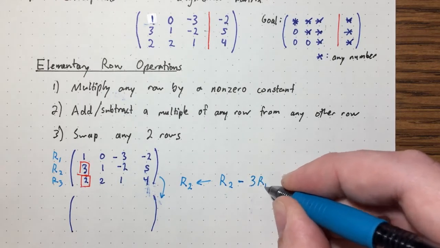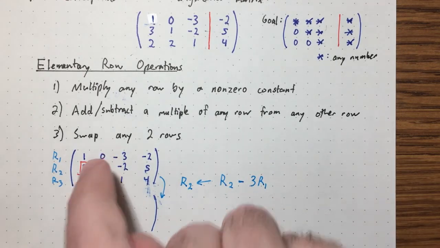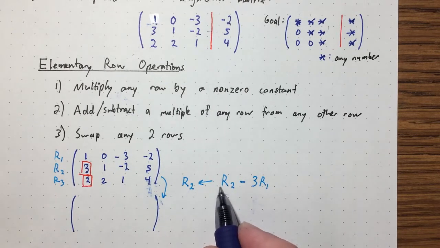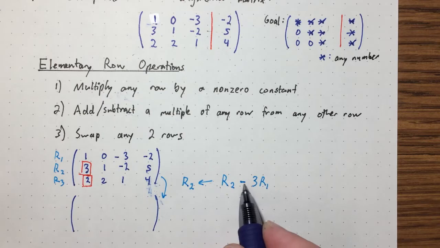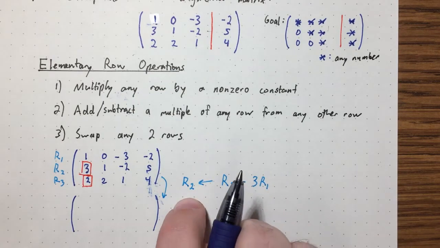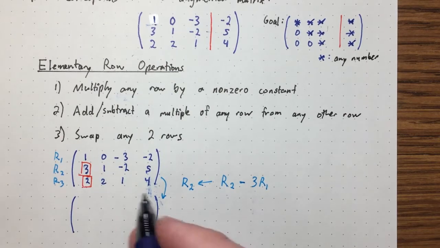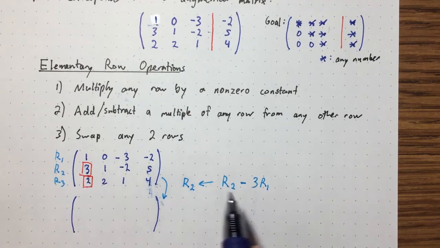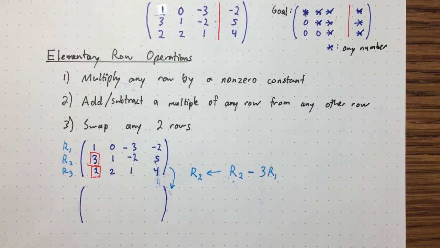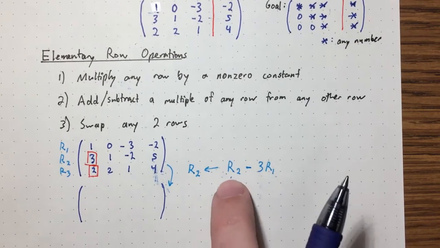I want to choose 3 times the first row because I want to turn that 3 into a 0. So this is saying I'm doing the second row minus 3 times the first row, and then I'm putting that in for the second row. So I'm replacing this with this. That's what I mean by this arrow. It's like replace this with that.